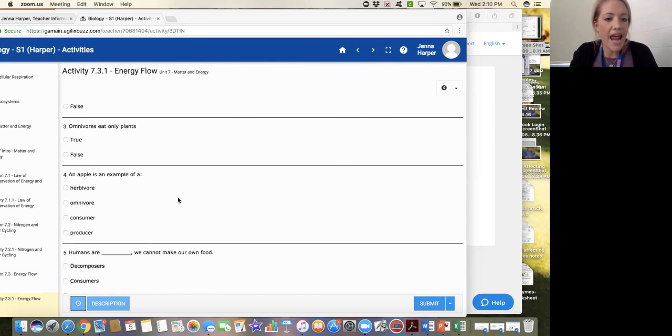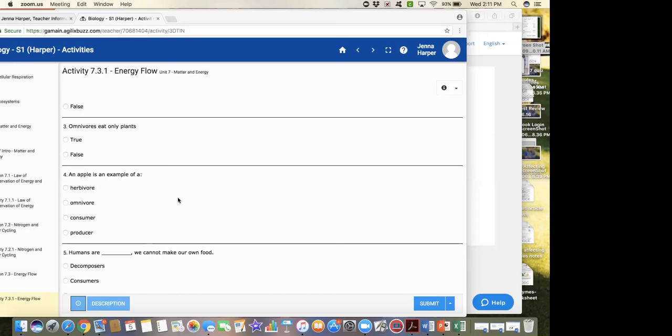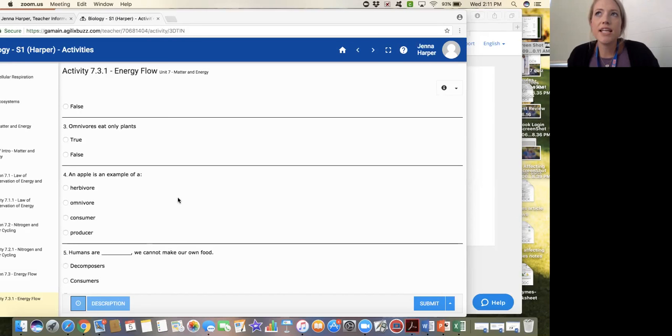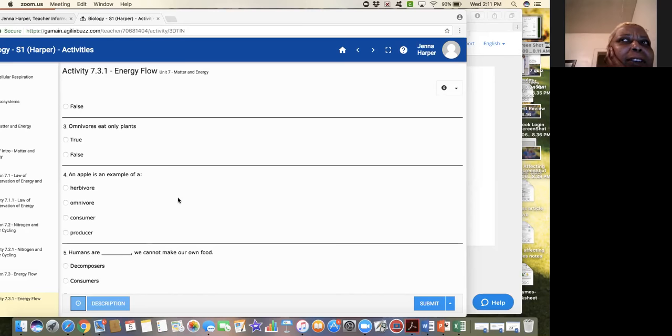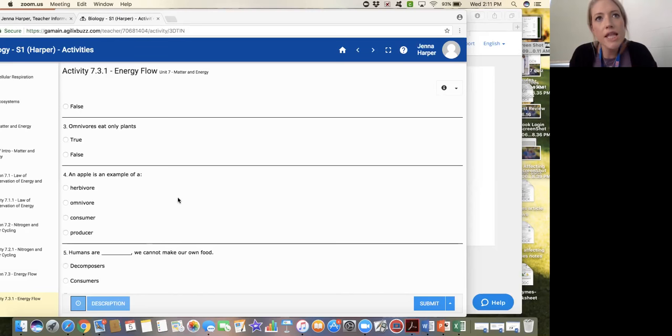All right. An apple is an example of a herbivore, an omnivore, a consumer, or a producer. So when we think about an apple, I always try and come up with the concept: does it eat food or does it make its own food? Makes its own food. So anything that makes its own food is a producer.